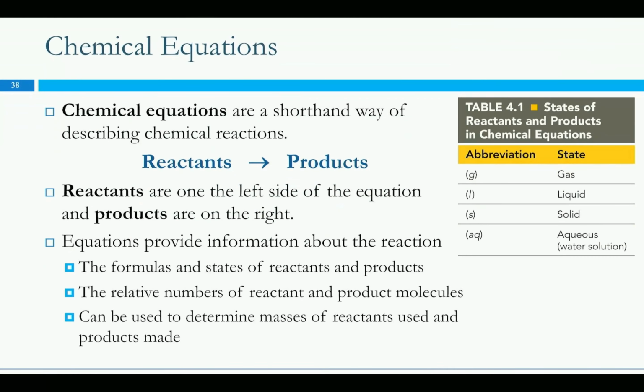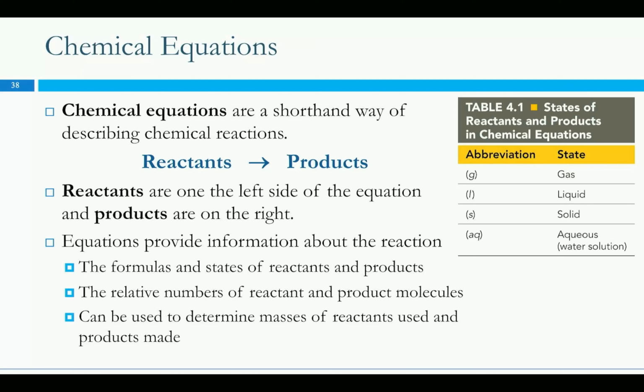In any chemical reaction, you're going to have reactants and you're going to have products. Reactants are on the left side of the equation. That's what you're putting in. Those are the things that react. Products are the things that are produced, and so they come out on the right side, just like a sentence. You read it left to right, and it describes a process.